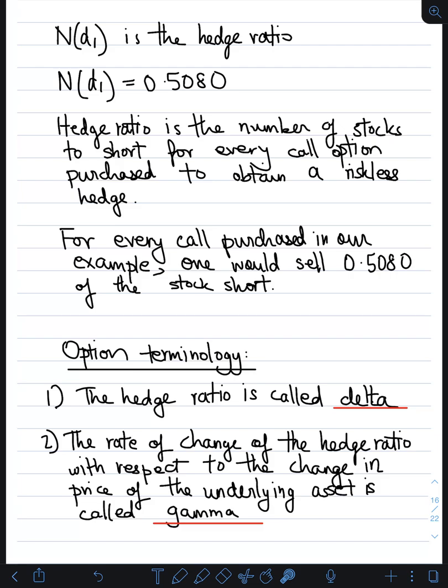Now let's talk about a few of these things called option Greeks. Okay, there's a term given for that N of D1 term. There's a term given for the hedge ratio. The hedge ratio is called the delta. Now, the rate of change of the hedge ratio with respect to the change in price of the underlying asset, which means how quickly does that hedge ratio change with respect to what the true price of the stock is doing, is called gamma. Okay, so that letter is gamma.